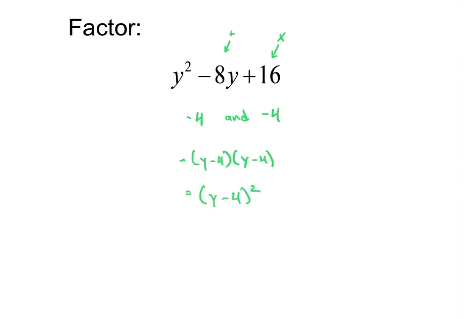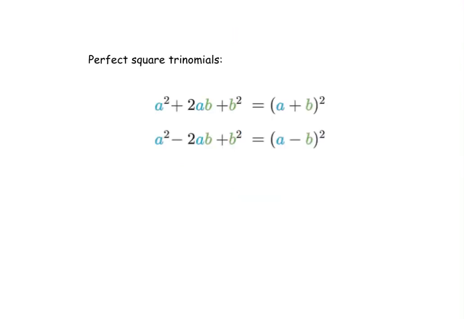This is actually a special type of trinomial, what we call a perfect square trinomial, and it has a very specific pattern to it. Here is what that pattern looks like. There are two possibilities. Either we end up with a squared plus 2ab plus b squared, or a squared minus 2ab plus b squared. And when we factor them both, we end up with just one binomial squared.